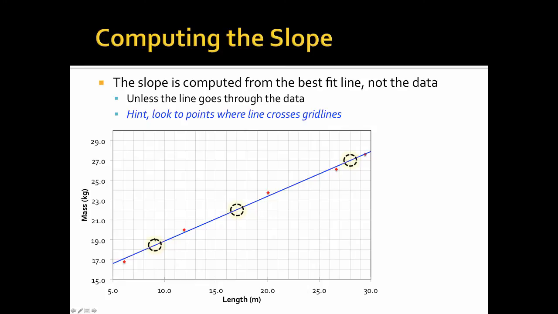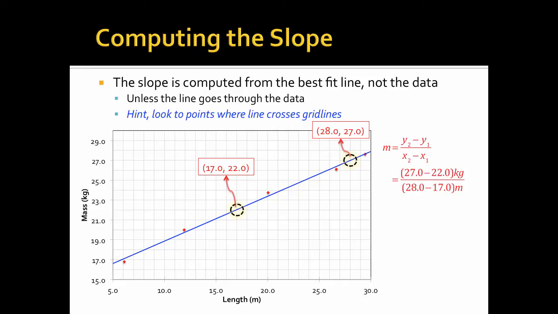So what I'm going to do is, because this one's guessing, even though I can get the value and say that I think it's at 9 and 18.5, and this one's at 17 and 22, and 28 and 27, I'm actually going to just use the other two that I think are going right through the cross of the grid lines. With that said, I can find my slope by looking at my slope equation, plugging in the values from the two data points, and doing the math.